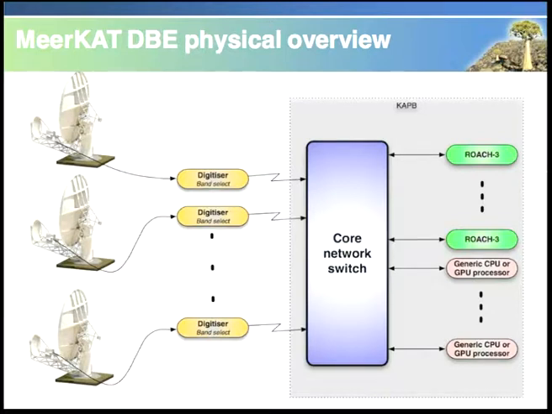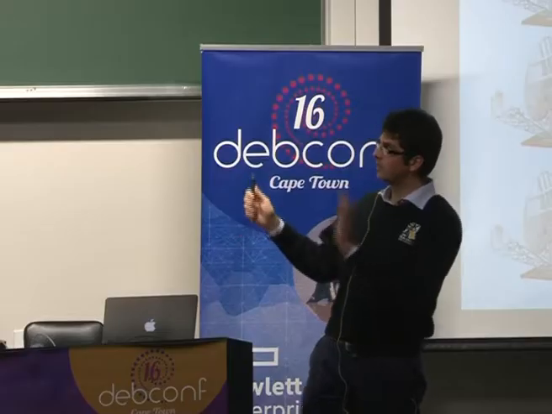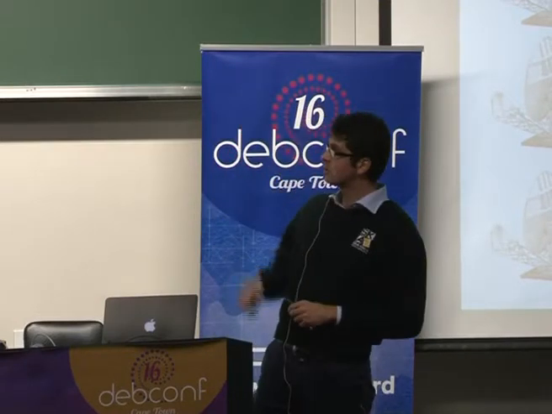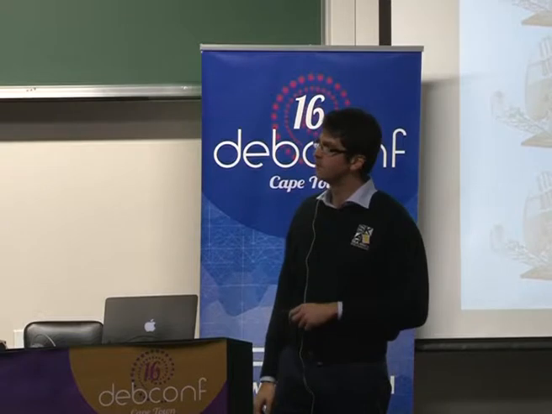We digitize at the feed now, so the dishes are no longer analog, they're digital. They bring back Ethernet data straight from there. So the analog paths have been kept really short, and that gives you much better fidelity in your data. And this time domain data comes straight into a giant network switch, and we hang off a whole bunch of processors, and those could be ROACH-3s or Scarabs or any CPU or GPU or whatever other processor you want. Anything you can plug into a network switch, you can use to process this data.